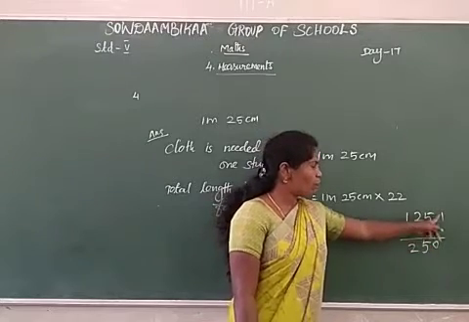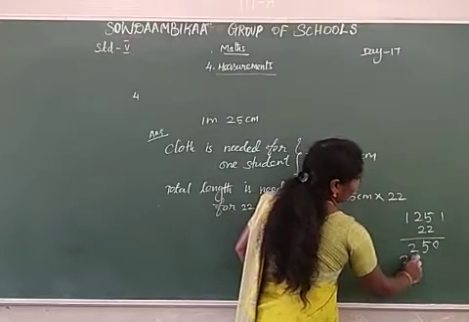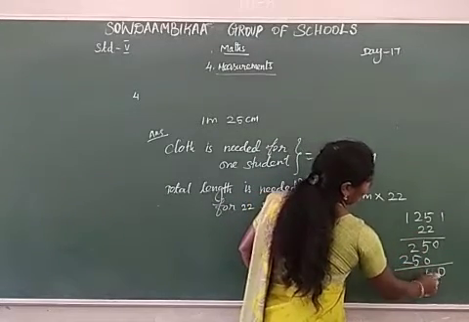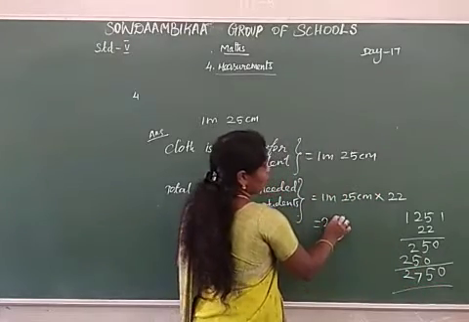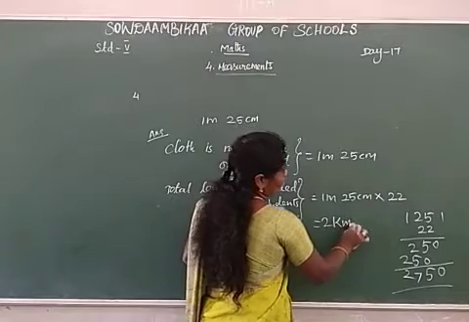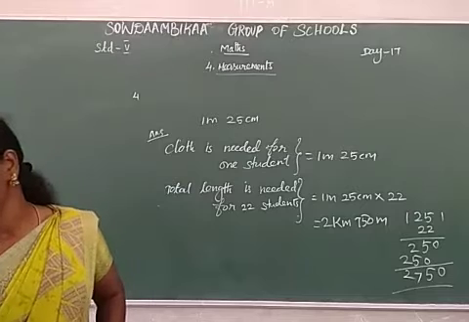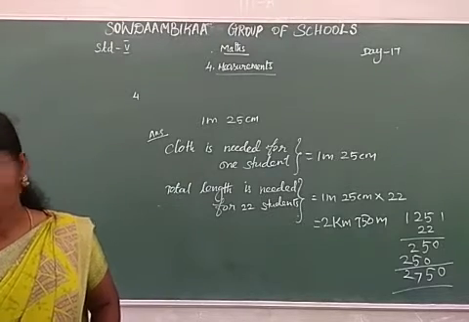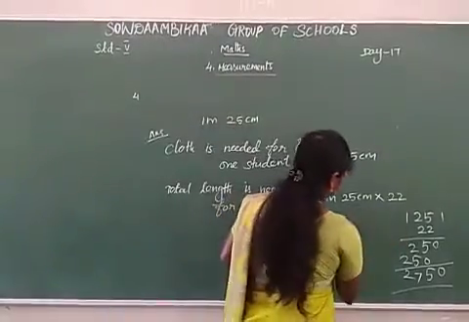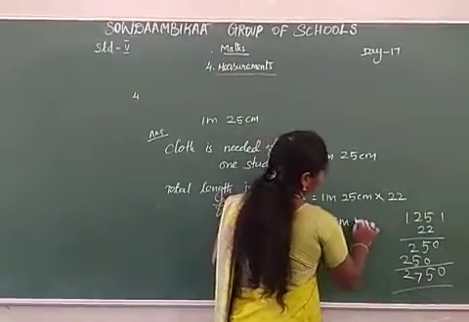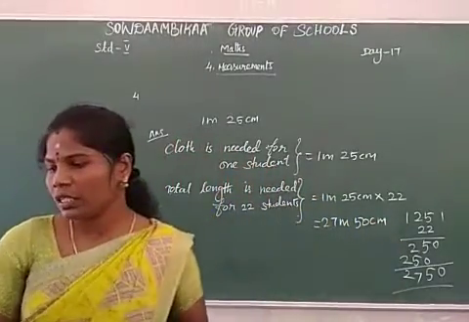Balance 1. Sorry, 5. 2 plus 2 2s are 4. 4 plus 5. And 1 2s are 2. 0, 5. 5 plus 2 is 7. 2. So how much meter? 2750 centimeter. The answer is 27 meter. Sorry, the answer is 27 meter 50 centimeter. 27 meter 50 centimeter.